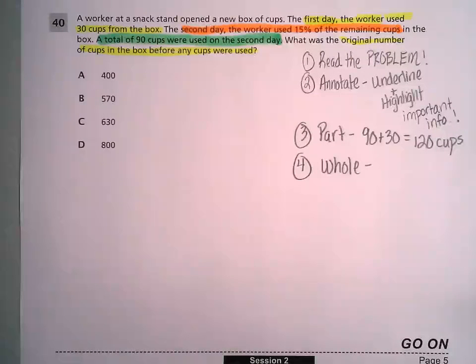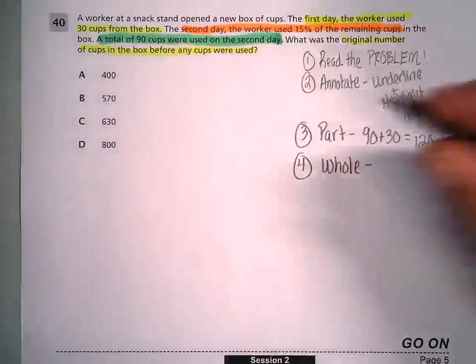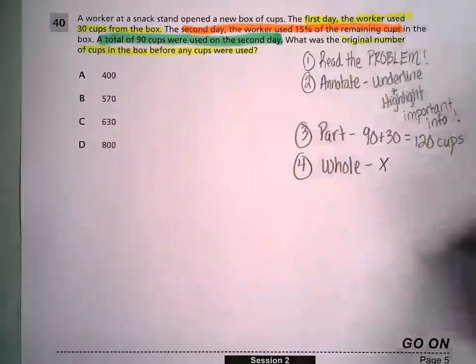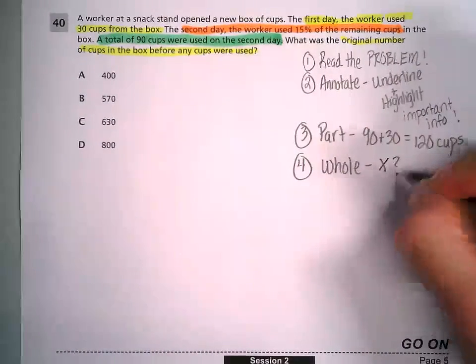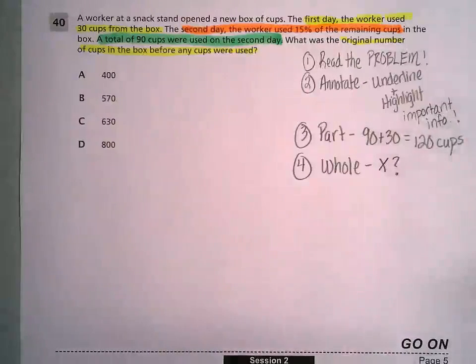So what was the original number of cups in the box before any cups were used? Well, we don't know that information. So if we don't know that information, that becomes a variable. And in most cases, we use the variable x. That's the information we want to know. And that's what the question is telling us. What was the original number of cups in the box before any cups were used?